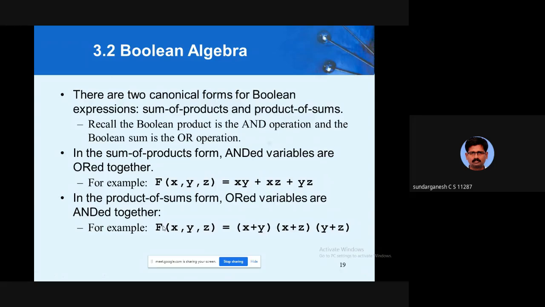Similarly, in the second example, x plus y, y plus z, x plus z. These are the sums available in the second example. So finally you get f of x, y, z equal to xy plus xz plus yz.